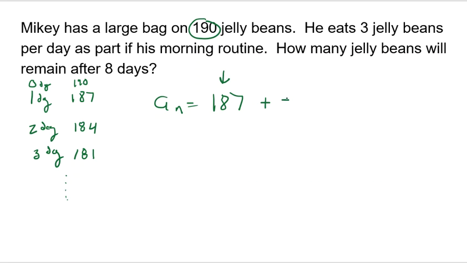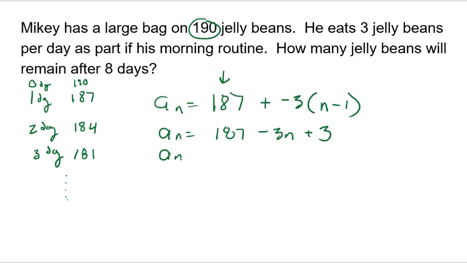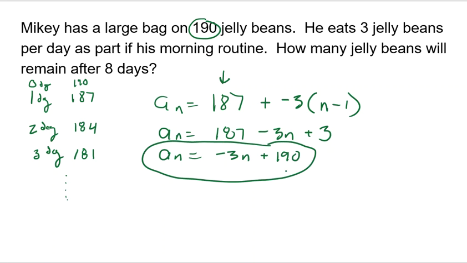So plus -3, he's losing 3 jelly beans every day, times n minus 1. And again, I could clean this up. Distribute the -3, I get -3n plus 3. So I get a_n equals -3n plus 190. And this actually might make more sense. The 190 is where you start, and then you're losing 3 per day. So that formula actually makes a lot of sense.